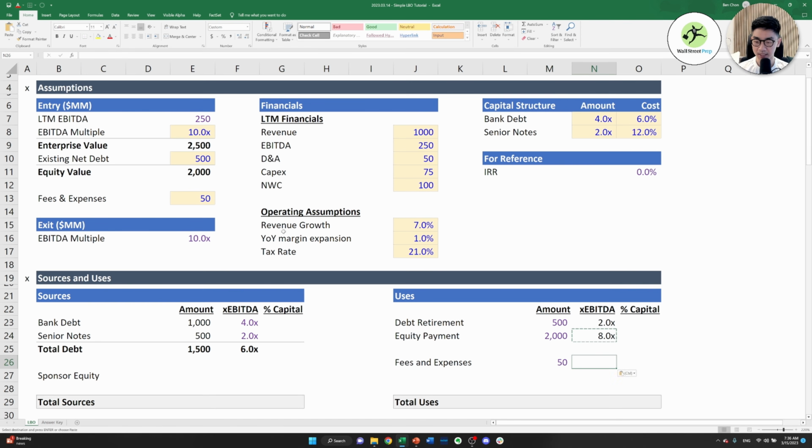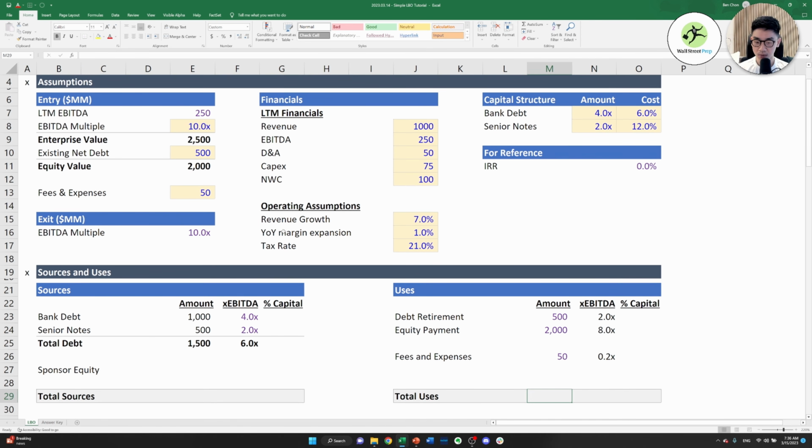And then we can copy paste this again. And so now we have the total amount we're using, right? So if we do debt retirement plus equity payment plus fees and expenses, these are the total uses that we're going to be spending. And then here again, we can either add all these together or divide our 2,550 by our EBITDA, but this should all basically be the same.